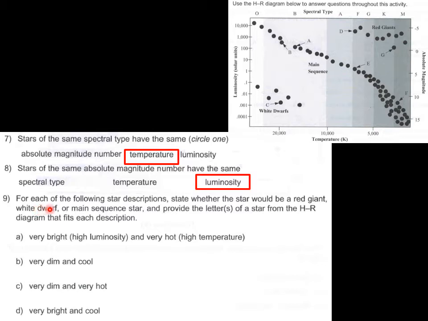Question 9, for each of the following star descriptions, state whether the star would be a red giant, white dwarf, or main sequence star, and provide the letters of a star from the H-R diagram that fits the description. Well, for case A, we want something that is very bright and very hot, which translates into high luminosity and high temperature. So it has to be on this upper corner here. I would say that is main sequence, and a good case would be B.